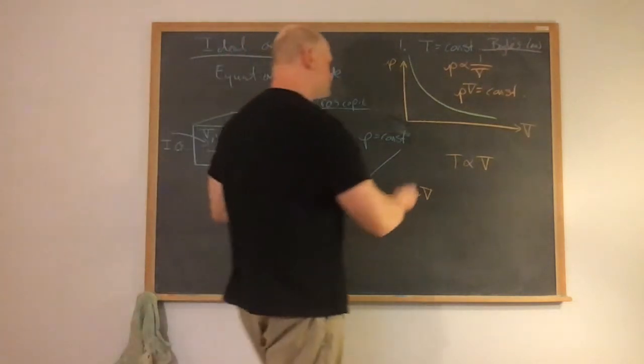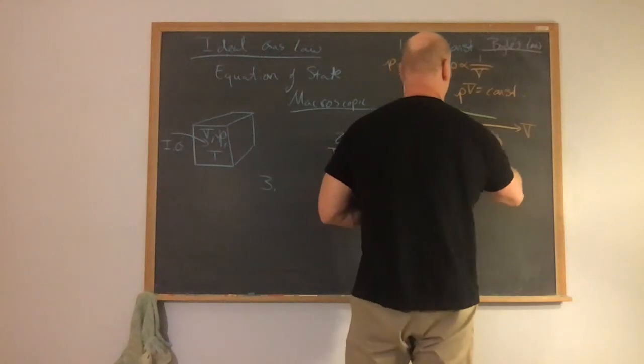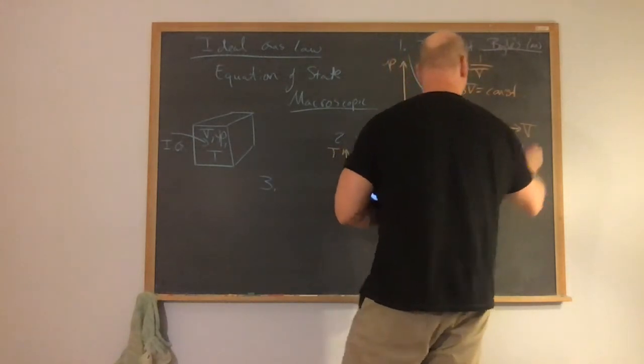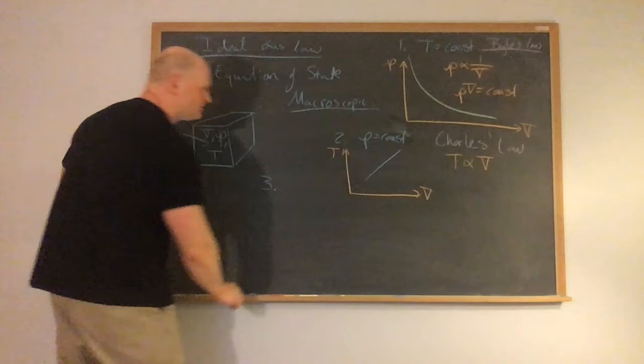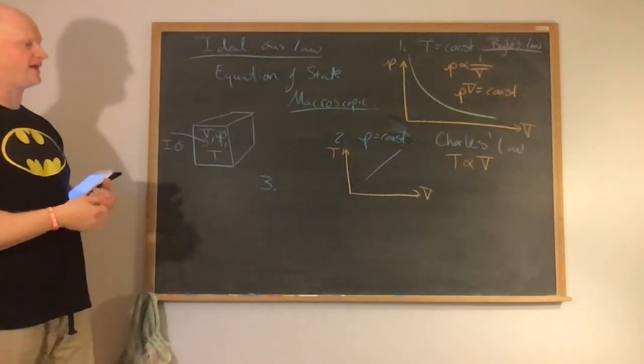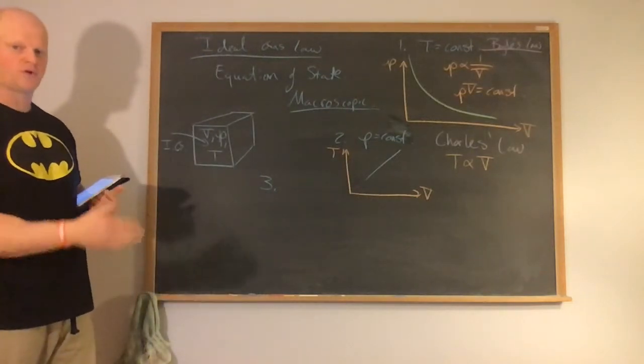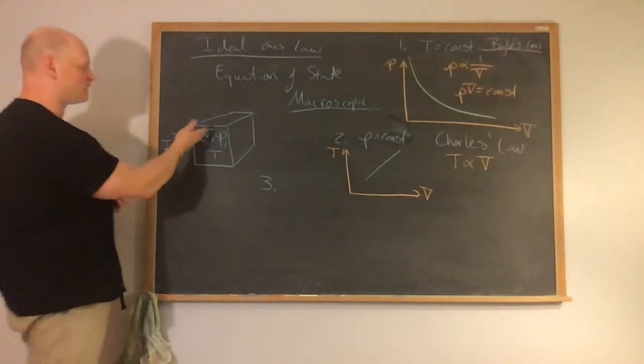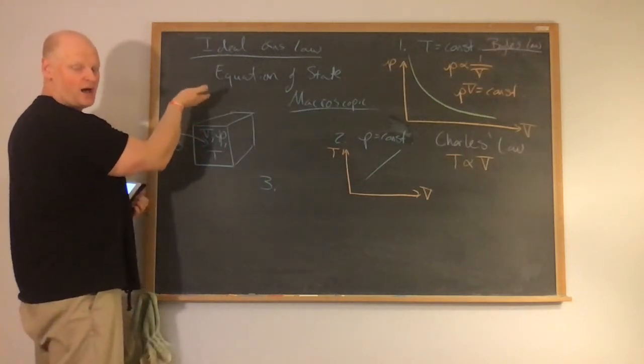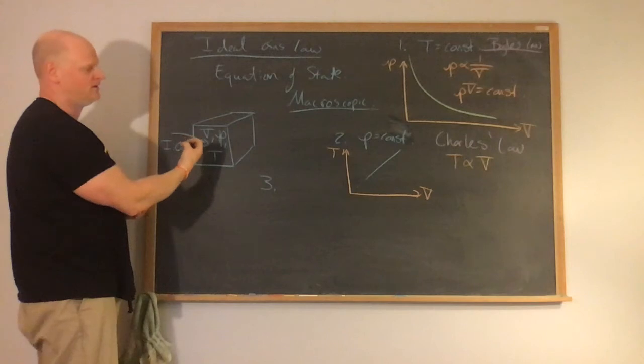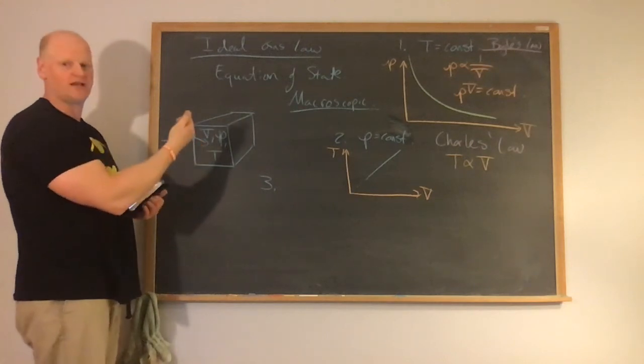This is what's known as Charles' law. So Charles' law says that, again, if we hold the pressure constant and we increase the temperature, we increase the volume. Or simultaneously, if we again had a piston here and I move the piston up, the pressure goes down, but the temperature increases.